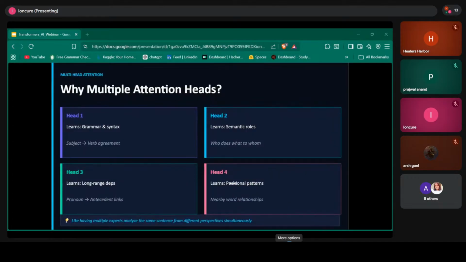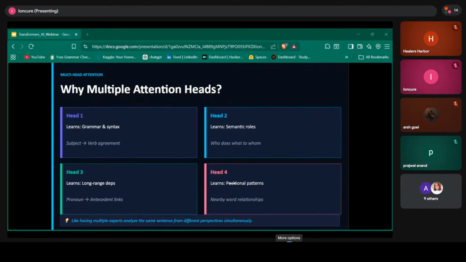So now let's look into what multiple attention heads are, and what an attention head is. Here is where everything gets really interesting. Rather than running attention once, transformers run multiple attentions in parallel. Each run is called an attention head. Each head learns to focus on something different.